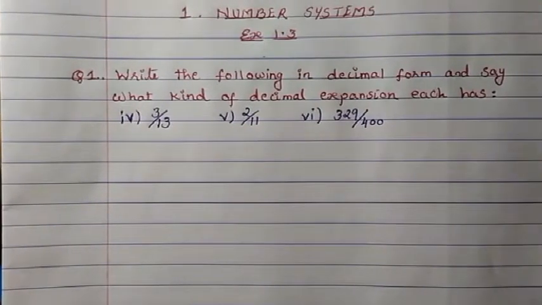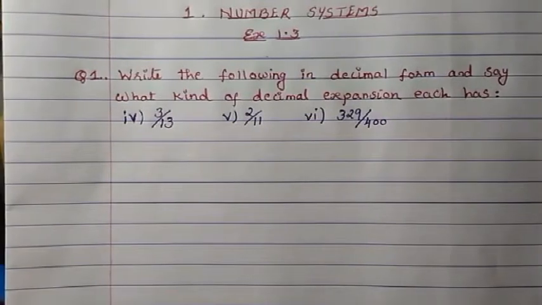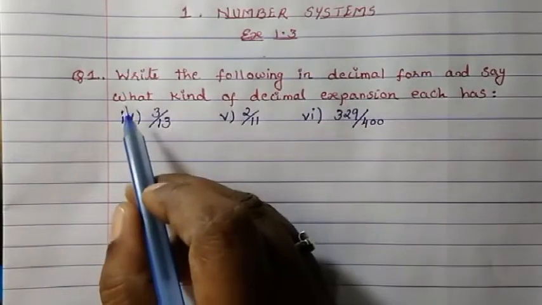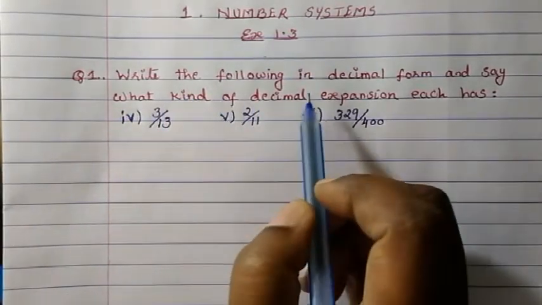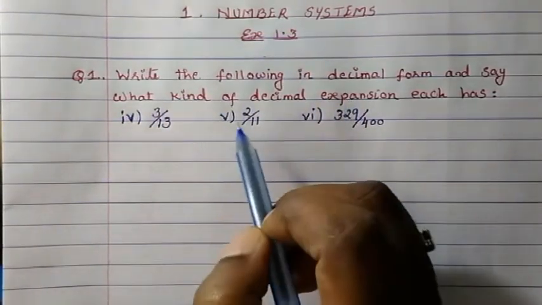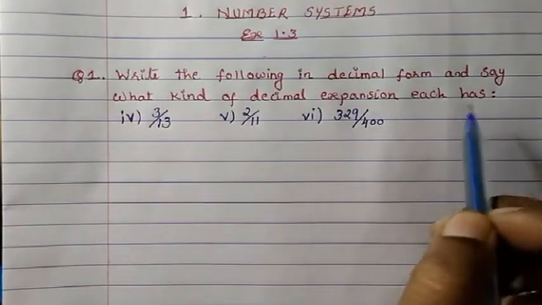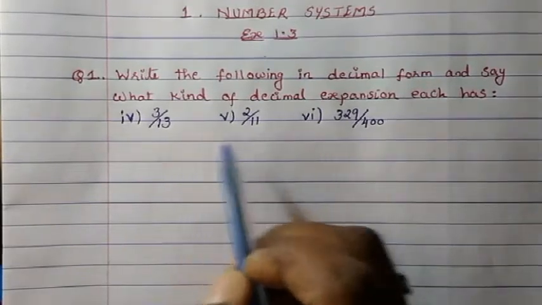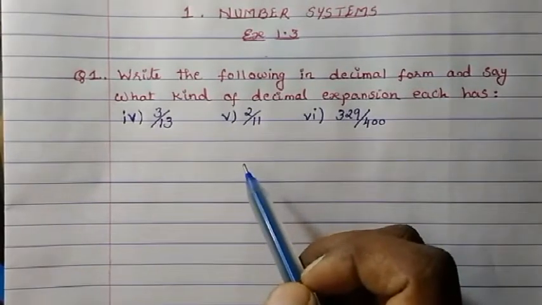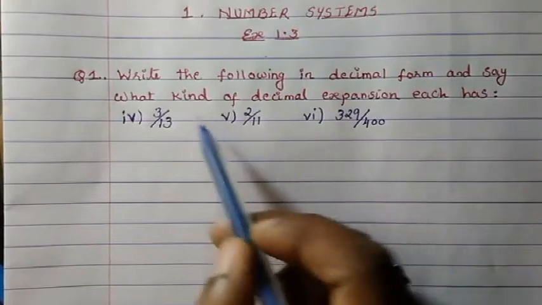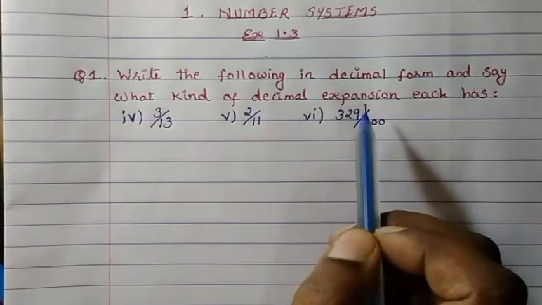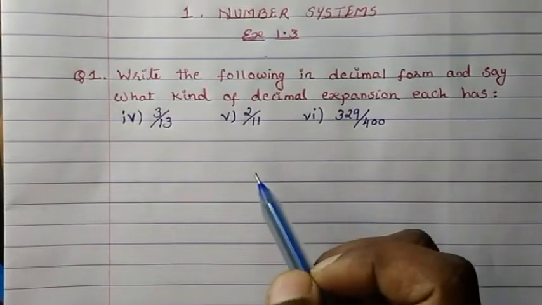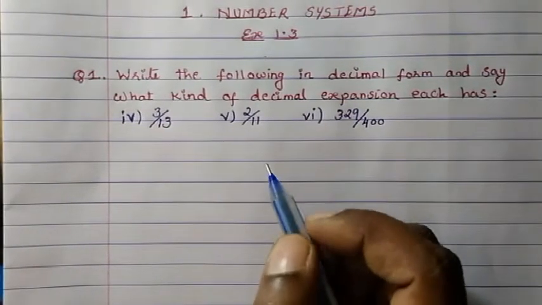Welcome to 9th Maths and CRT Chapter 1 Number Systems. Today we will study from exercise 1.3 question 1. Write the following in decimal form and say what kind of decimal expansion each has. Already we have seen the 3 sums. Now the remaining 3 sums we will see today. We have to find out what kind of decimal expansion it is, whether terminating or non-terminating recurring, right? So let's begin.